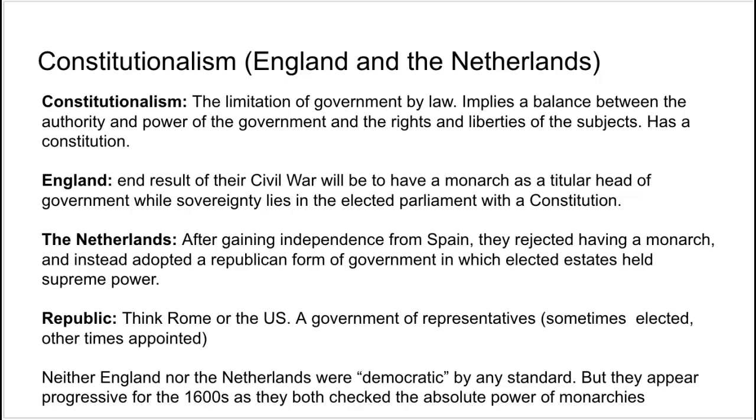And for a republic, I want you to think about ancient Rome, if you studied that, or the United States. It's a government of representatives, sometimes elected, sometimes appointed. At this time, though, in the 1600s, neither England nor the Netherlands was really, quote, democratic. So not a lot of suffrage going on, not a lot of voting. But we're moving away from monarchies, and that's the main point here.